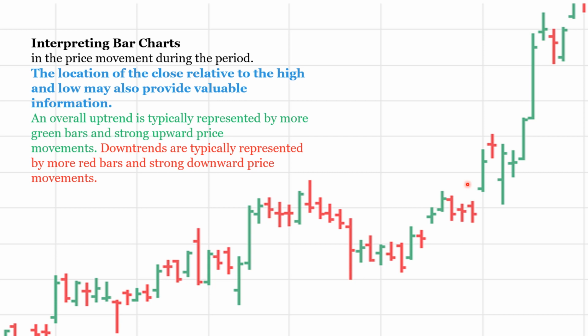An overall uptrend is typically represented by more green bars and strong upward price. For example, this upward movement here. Downtrends are typically represented by more red bars and strong downward price movements. For example, this one right here.